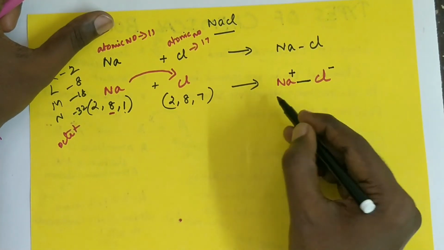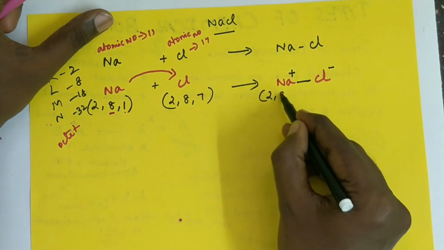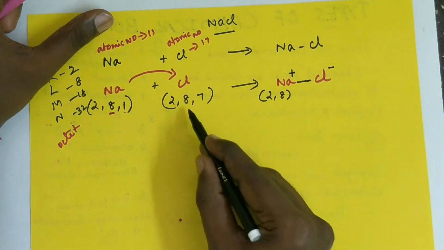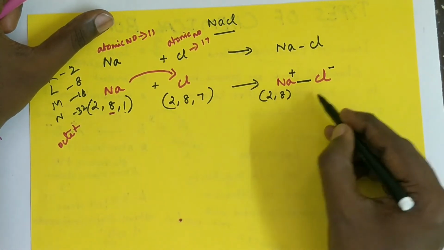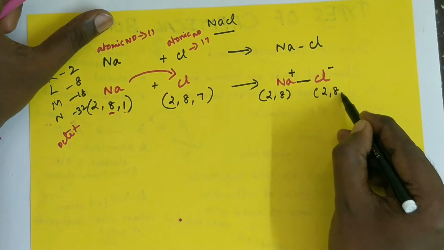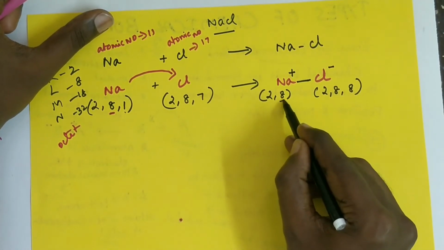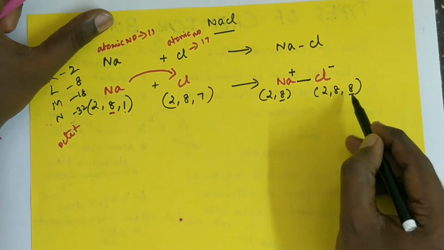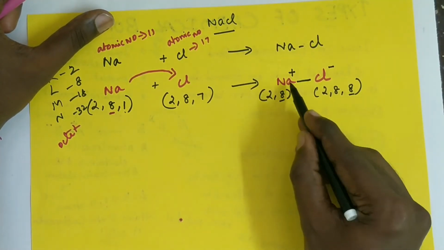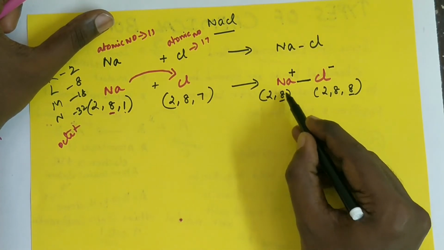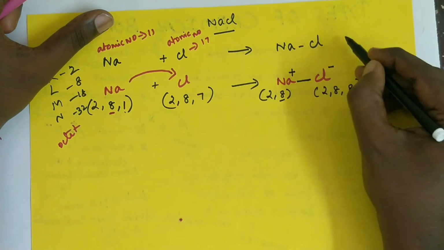When you write the electronic configuration, sodium loses its 1 electron, so it becomes 2, 8. Chlorine gains 1 electron to 7, so it takes 8. So 2, 8, 8. You see, both the atoms attain a stable configuration of octet. You have to see only the valence shell, that means the outermost shell. Same way you try for MgCl2.